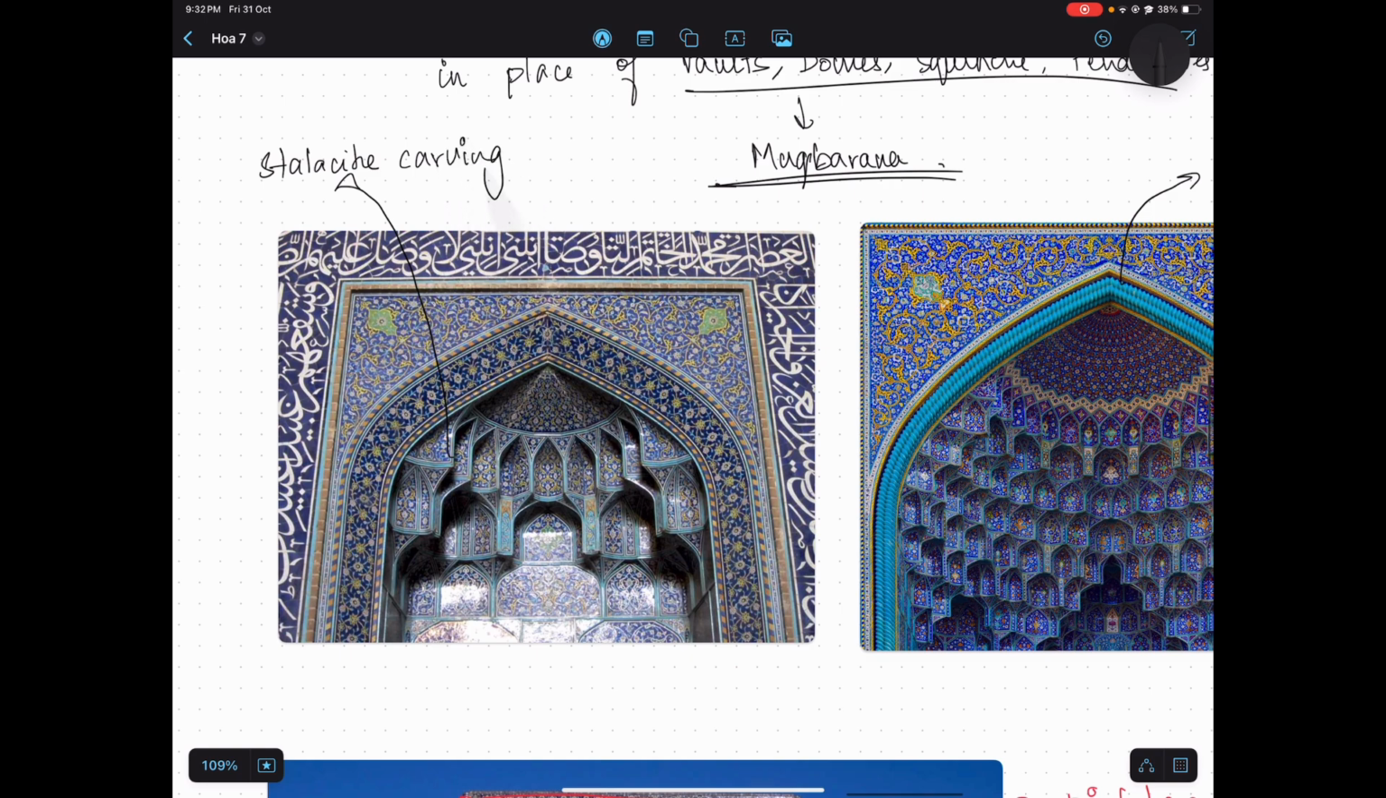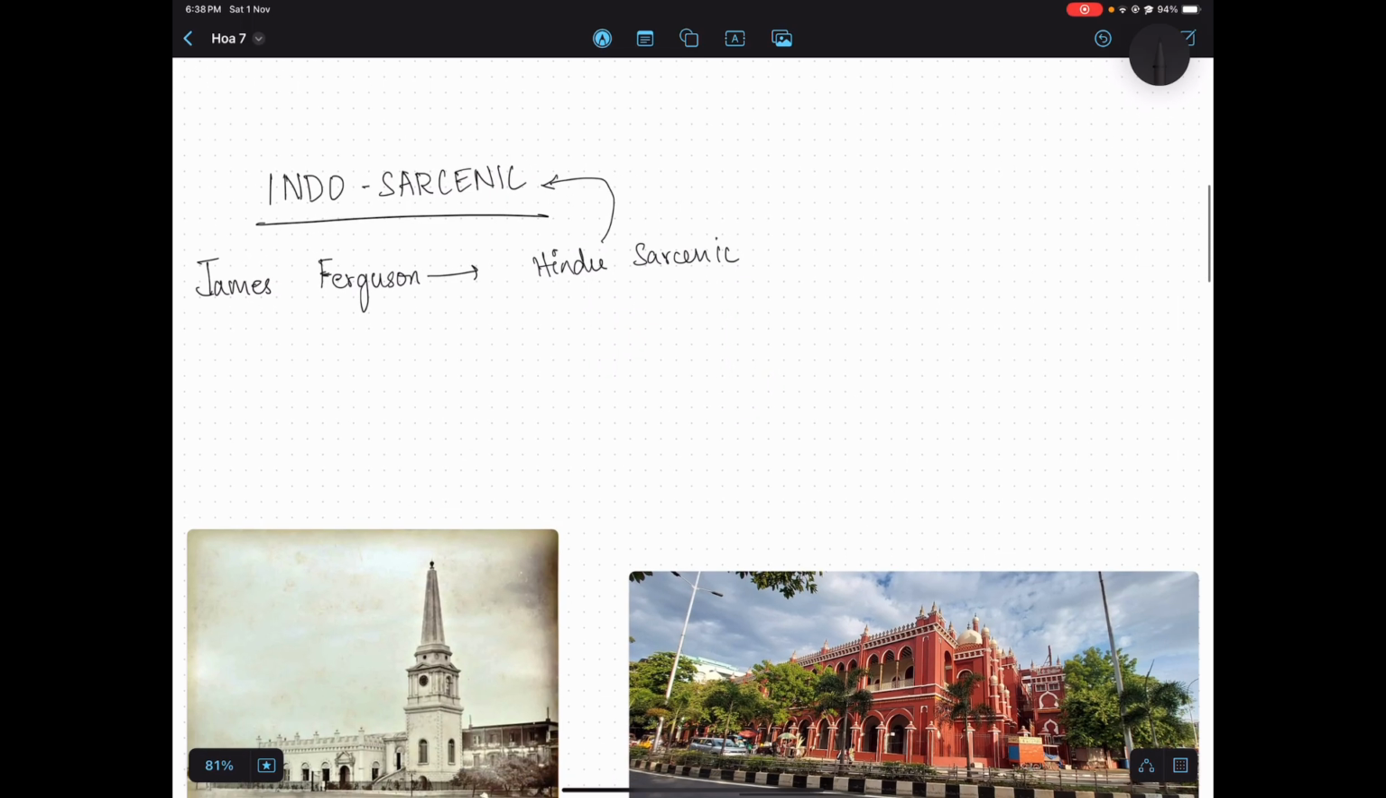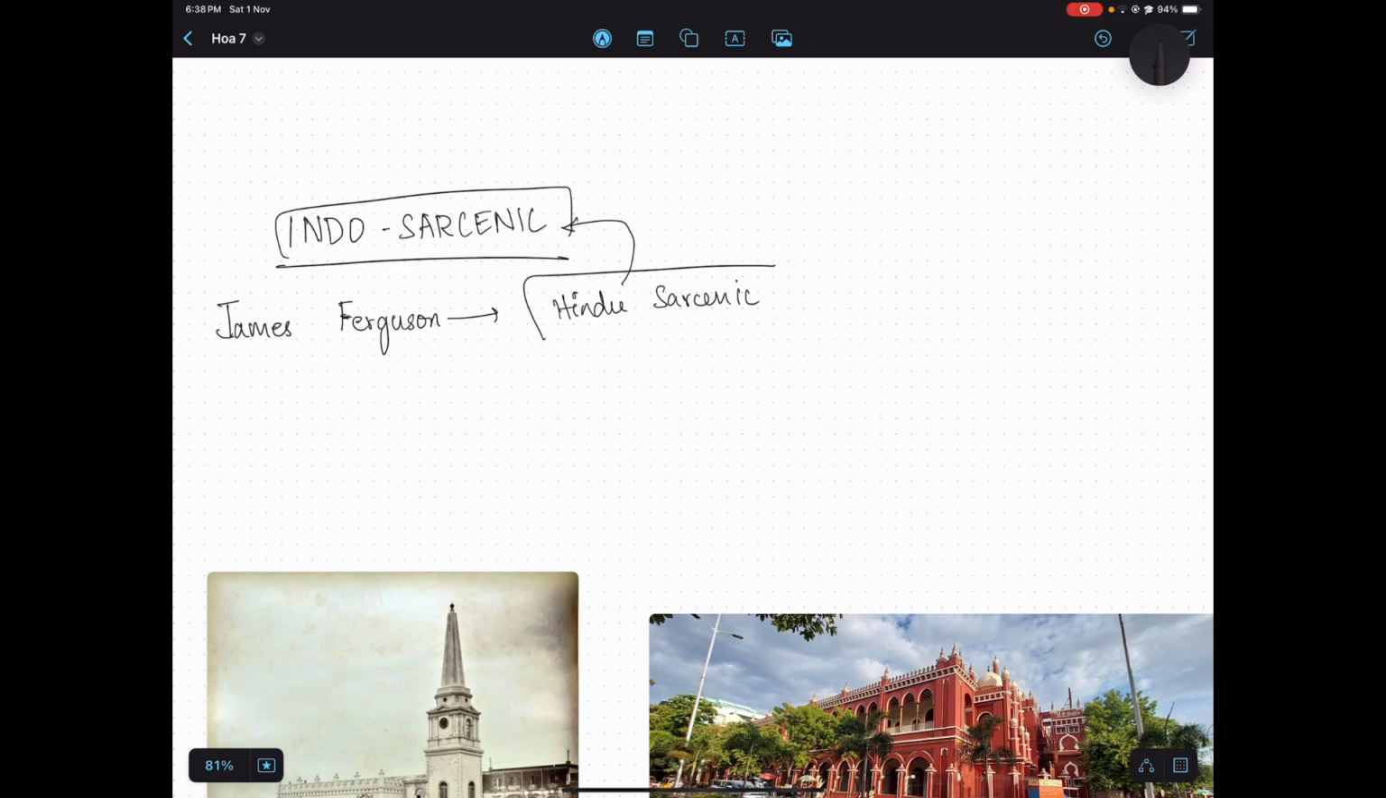So that is mukbarana. And then into Indo Saracenic architecture, and let's start with the name itself. So James Ferguson proposed the term Indo Saracenic. Indo Saracenic architecture is basically the architecture that was found in India during the British Empire time, and it's a mix of Indian style plus the neoclassical style of the British.